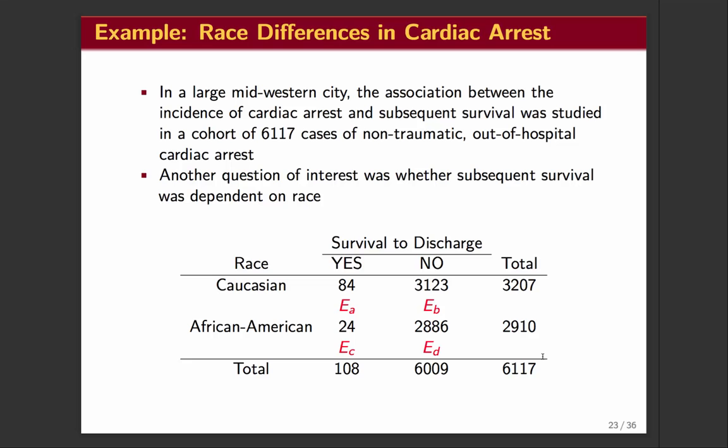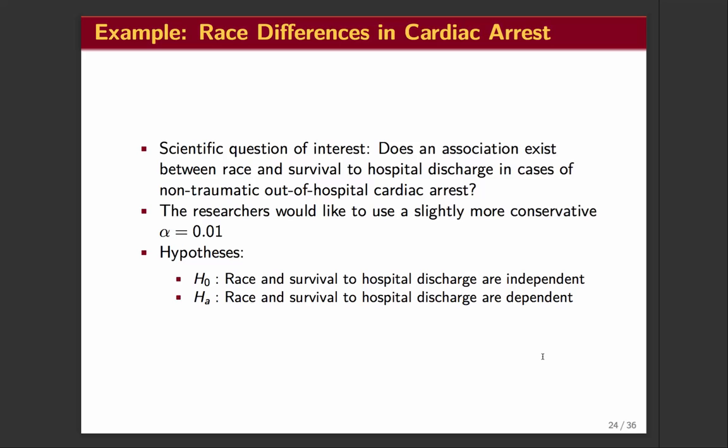So we're going to start with a question. Does an association exist between race and survival to hospital discharge in cases of non-traumatic out-of-hospital cardiac arrest? It's like, whoa. That's a very long statement. So what is it asking? We just stated it now, but what are we actually interested in knowing in more amenable terms that we could talk to somebody outside of this audience about? What are we trying to look at?